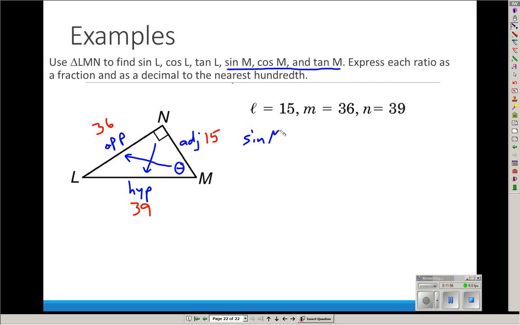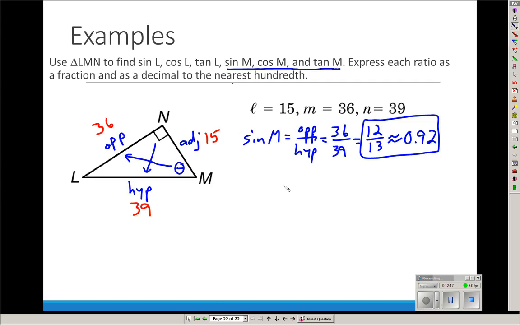Sine of M is still opposite over hypotenuse, and now opposite is 36, and hypotenuse is 39. That's 12/13, which is about 0.92. Cosine of M is adjacent over hypotenuse. Adjacent is 15. Hypotenuse is 39. That reduces to 5/13, which is about 0.38.